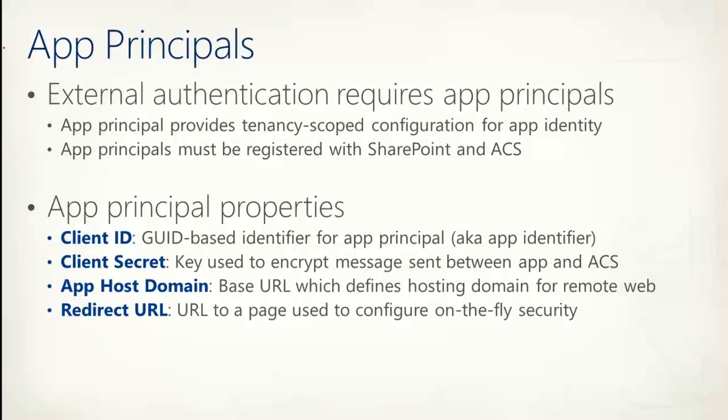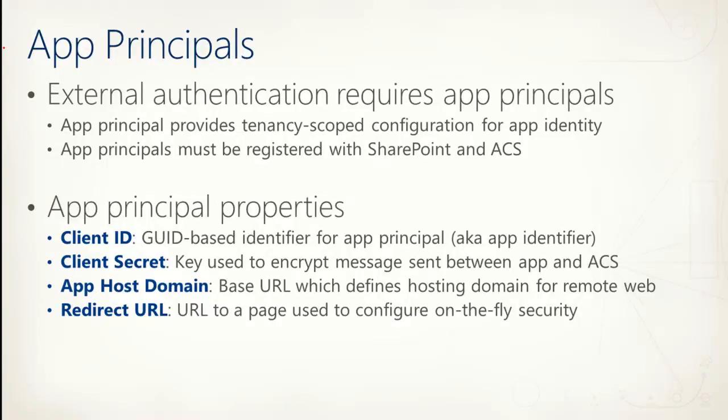And when we register an app principal with the SharePoint farm, it has to also push information into ACS, so ACS knows about it as well. Now, there's a couple pieces of information that we need when we register an app principal. We need the client ID, aka app ID, which is a GUID-based identifier. You need this special secret, this special key called the client secret.